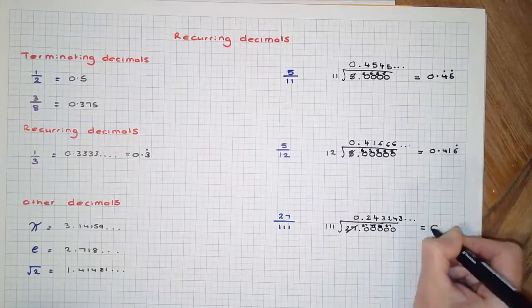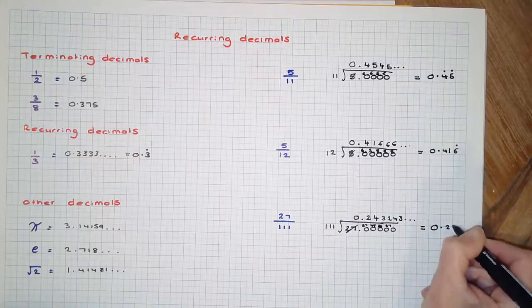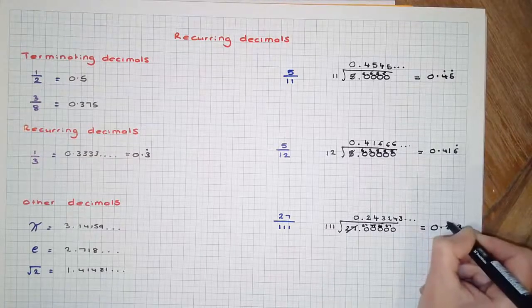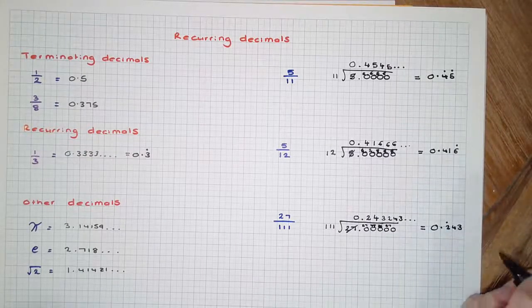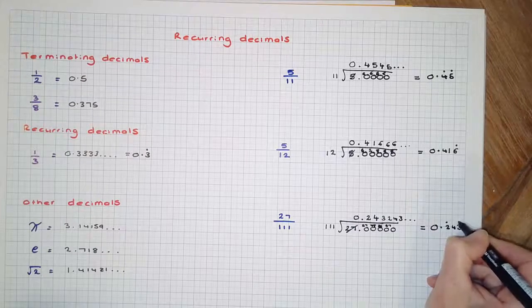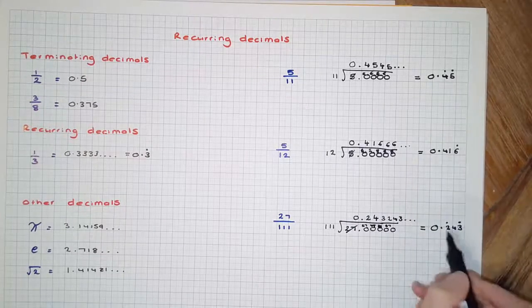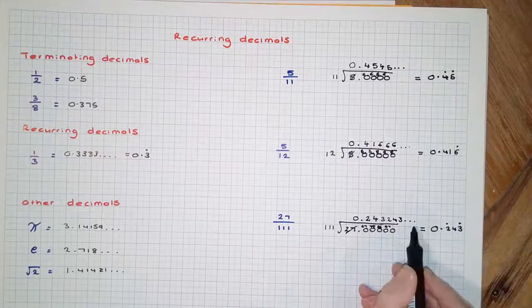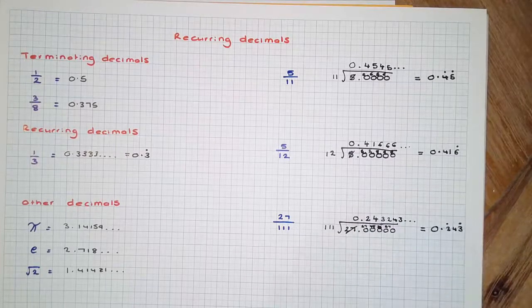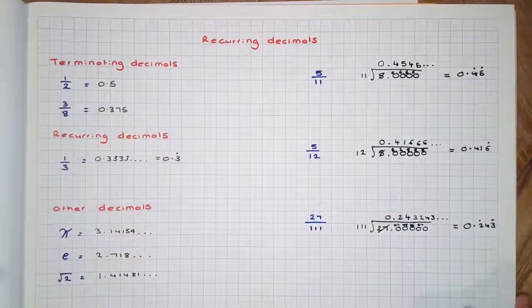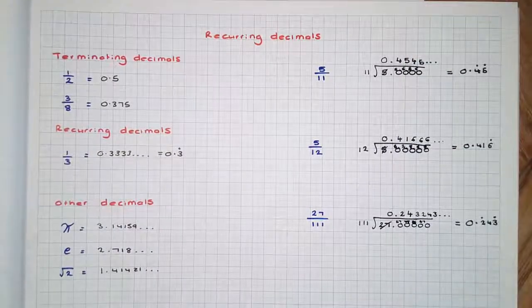So we write our final answer as 0.243. The dot goes above the first and the last recurring digit, and because 243 is repeated, it goes above the 2 and the 3. This is our summary of types of decimals, particularly looking at recurring decimals.